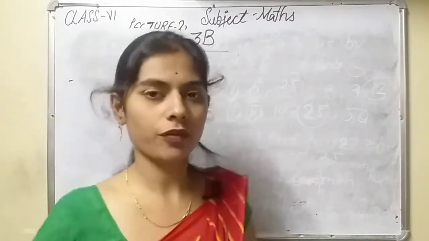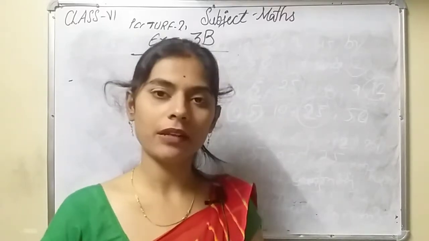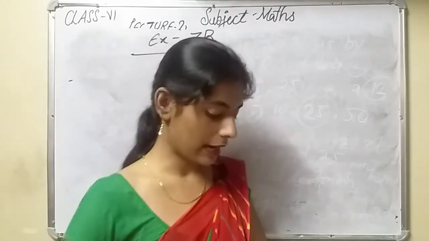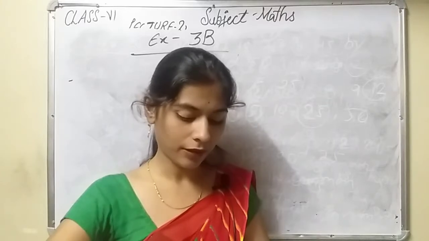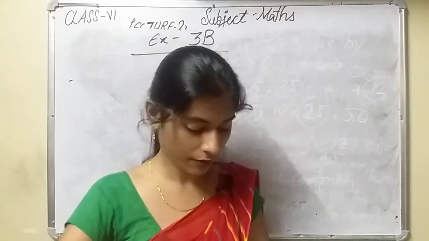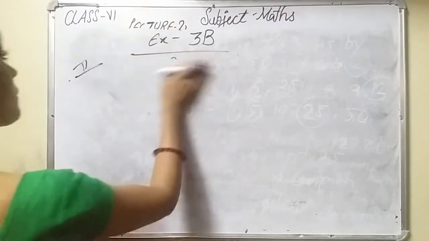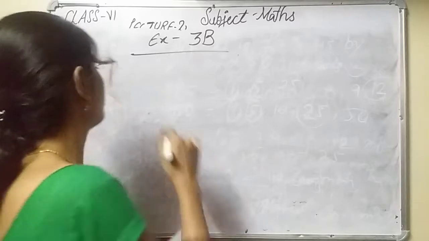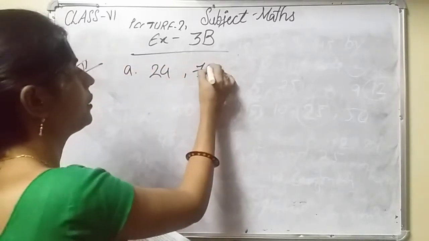See, the remaining questions you can solve by yourself. C, D, E, F, G, H all are similar, so you have to solve all these questions like this. Now we will start question second. Find the HCF of the following pairs of numbers by listing the factors. We have to solve this question by the listing method. First of all, solve A, 24 and 72.